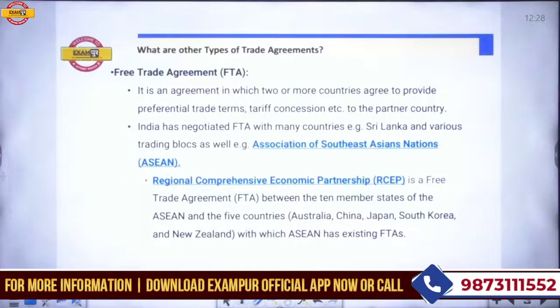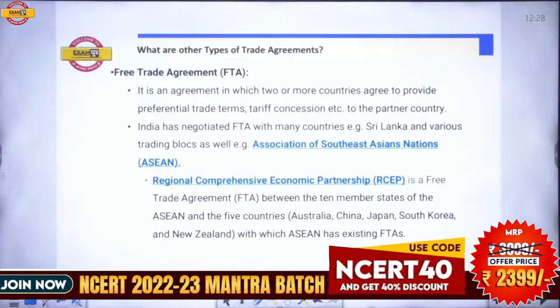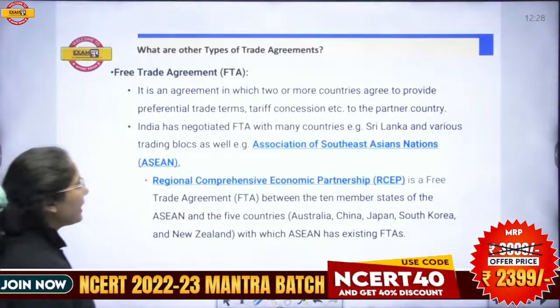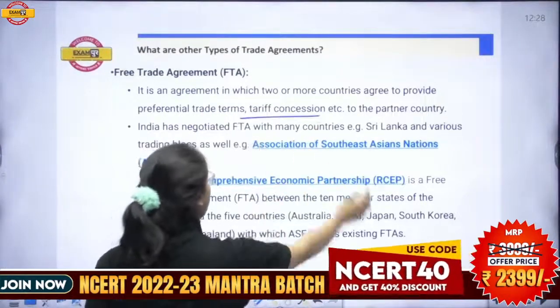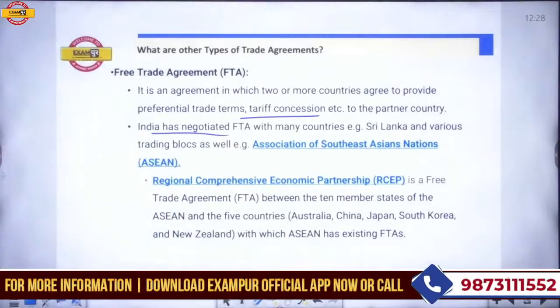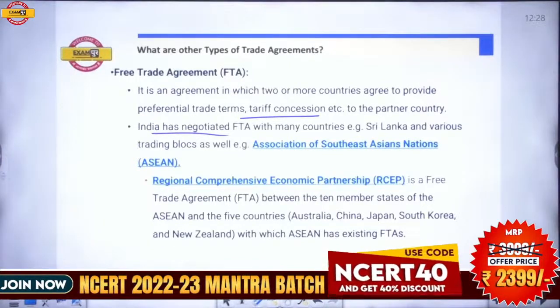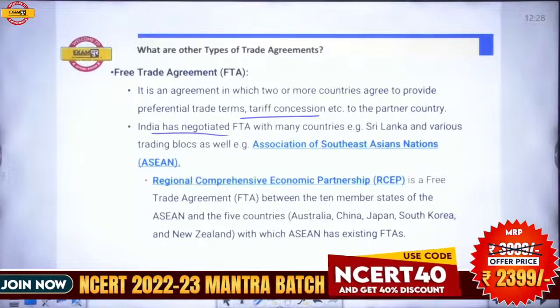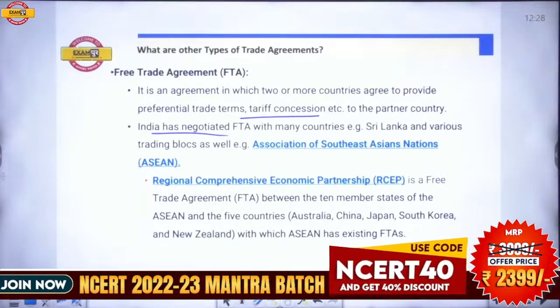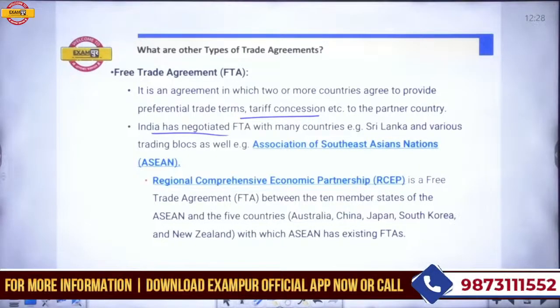So free trade agreement, what kind of agreement is this? You are going to get concessions on the trade you are making, tariff concessions with the partner nation, and negotiating FTAs with many countries, Sri Lanka and various trading blocs, such as ASEAN, South Asian nations, and the RCEP, a free trade agreement between the 10 nations. Why are we continuously widening the base of membership along with many of the countries?